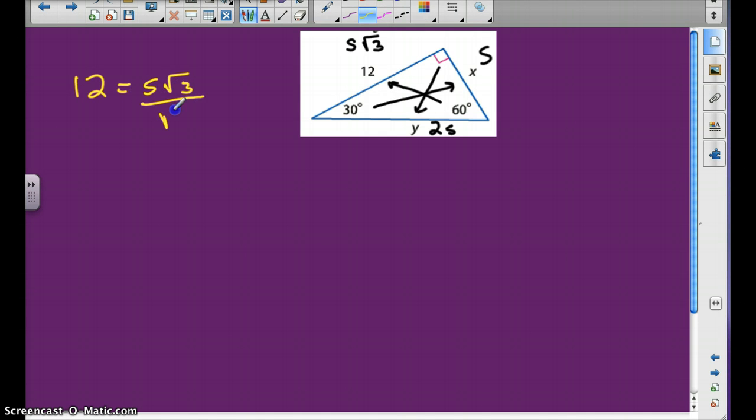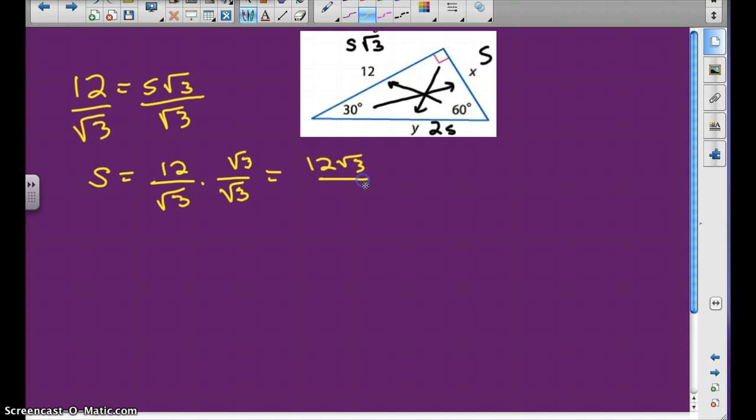Okay, so the square root of 3, we're going to divide by it. So now we have s equals 12 over the square root of 3. Got to get rid of that. So now it looks like we have 12 square root of 3 over 3, because remember this is the square root of 9. 12 over 3, that simplifies down. So we have 4 square roots of 3. So s is going to be, which is x in this case, 4 square roots of 3, because s and x are equal to each other.